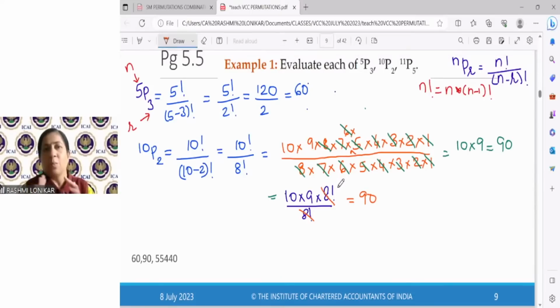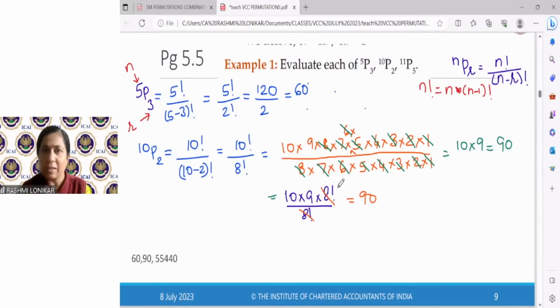Understood? One is the golden rule. Second is the shortcut. From the golden rule, once you're very sure of the golden rule, then you can shift to the shortcut, and then you will get the same answer easily. But for that, you should know the concept of factorial very well. Only then you can skip steps and do that. Then you are able to get the answer.